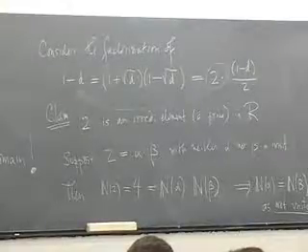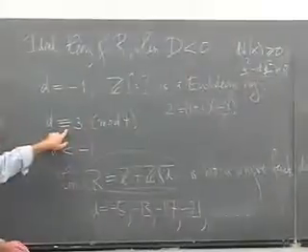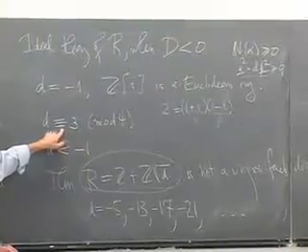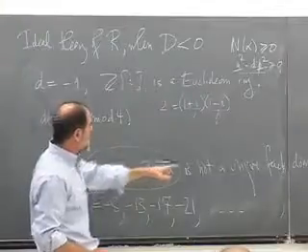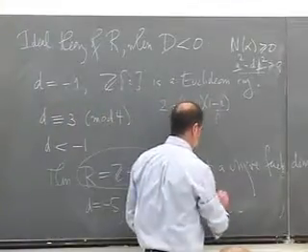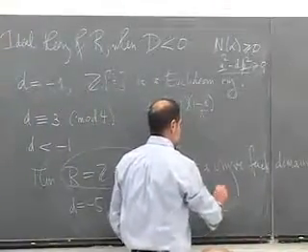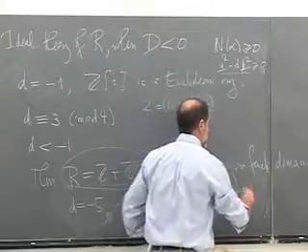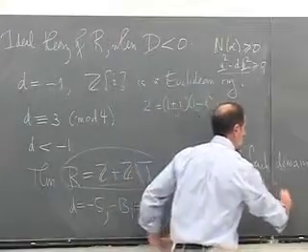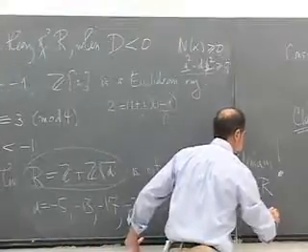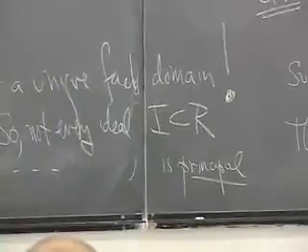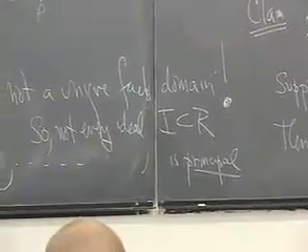Now this argument only works for d congruent to 3 mod 4. And it turns out there are other cases besides the Gaussian numbers that are not unique factorization. Let's make it even stronger: not every ideal I in R is principal. Because if every ideal were principal, we would have unique factorization domains.